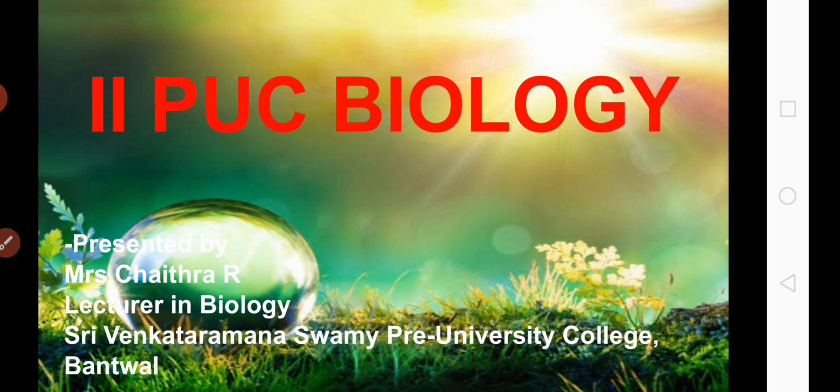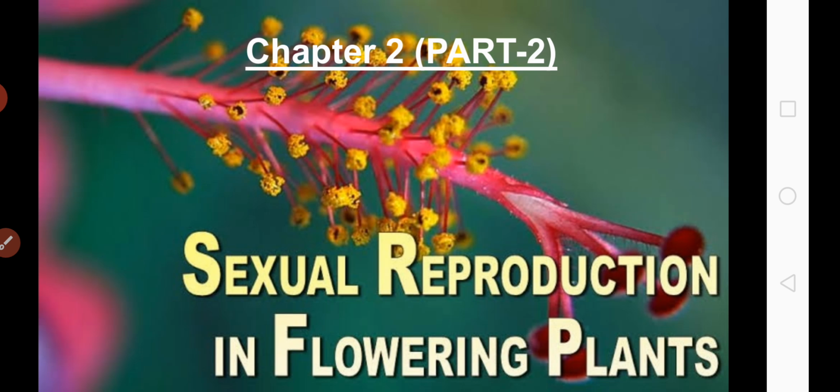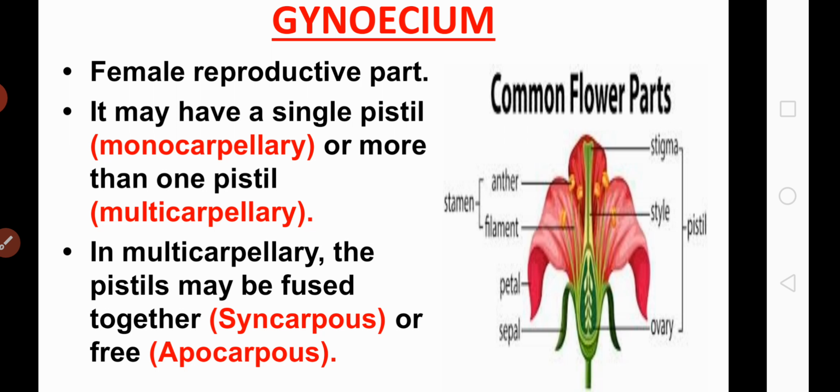So this video is the continuation of chapter 2, that is sexual reproduction in flowering plants. In the previous class we have studied about the male reproductive organ of the flower, right? So today let us take up a new topic, that is the female reproductive organ of the flower, which is also called as gynoecium. As I said before, this gynoecium is the female reproductive part and it is also called as pistil or carpel.